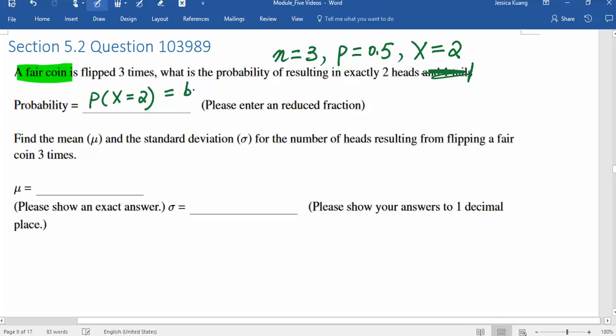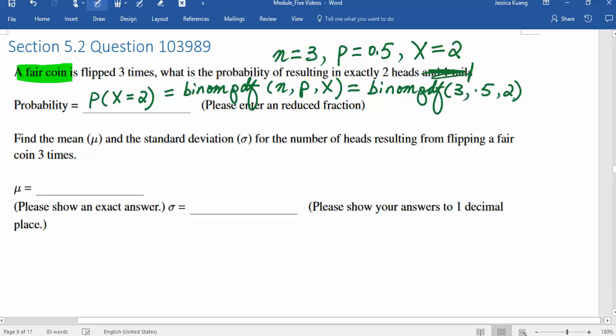And the function we are going to use is called binomPDF. There are 2 functions that are very similar to each other. In this case, because we want exactly 2 heads, we will use PDF. So the syntax is to enter n, p, x. And in this case, I will enter 3, 0.5, and 2.